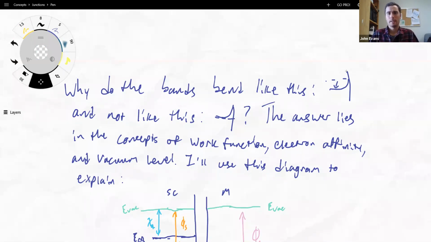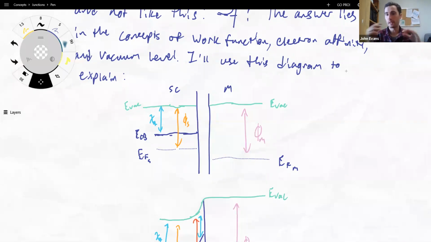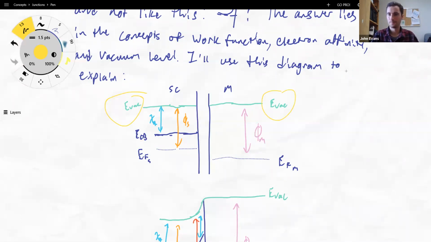All right. So the answer is sort of in this concept of a work function, electron affinity, and vacuum level. This is more applicable to semiconductor-metal interfaces, but the same concepts apply here. It's just easier to understand if you link a semiconductor and a metal. So I'm going to use these diagrams to explain what's going on. Just like if we have a semiconductor and a liquid, we have some Fermi level for our metal over here, some Fermi level for our semiconductor, we have our conduction band. We also have this thing called the vacuum level. The vacuum level is the energy at which you can liberate an electron and it'll just go into free space, into the vacuum.